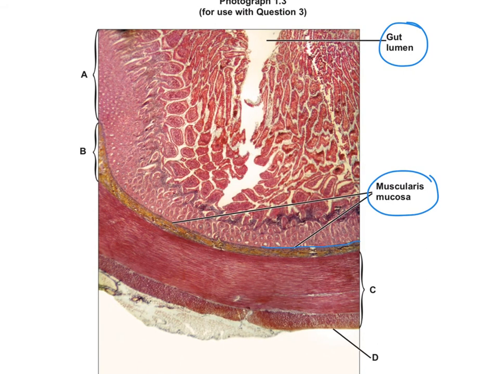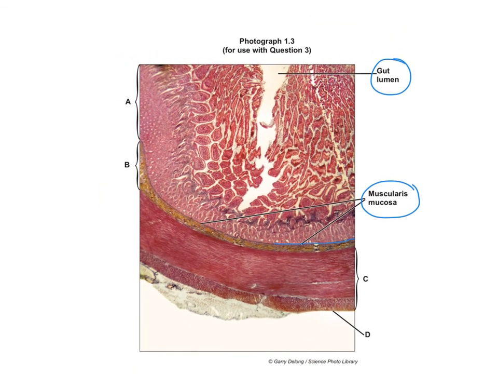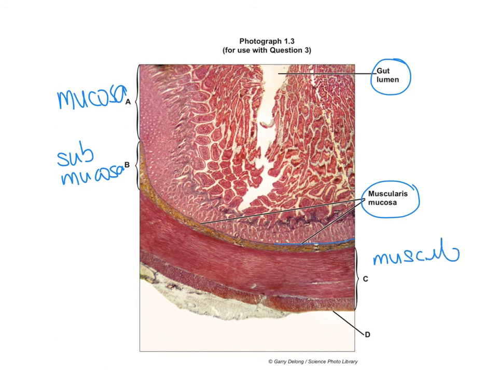If we look over on the left hand side, we've got A and B labelled. So hopefully that means that A is the mucosa. Then we've got the muscularis mucosa, and hopefully you've also remembered that you've got the submucosa underneath. C, so if we add that information here, we've got the muscularis externa, and finally the serosa.